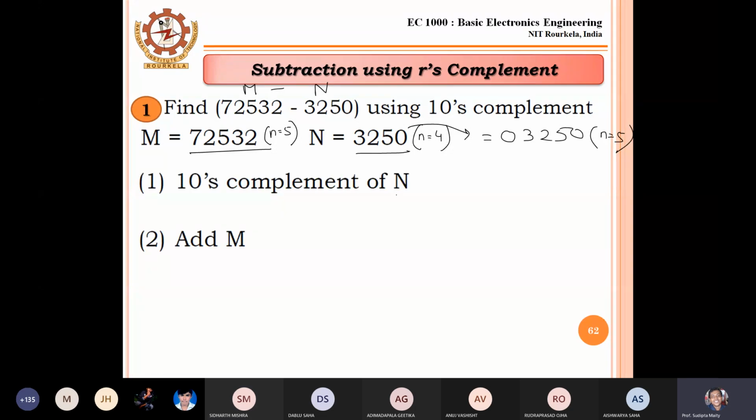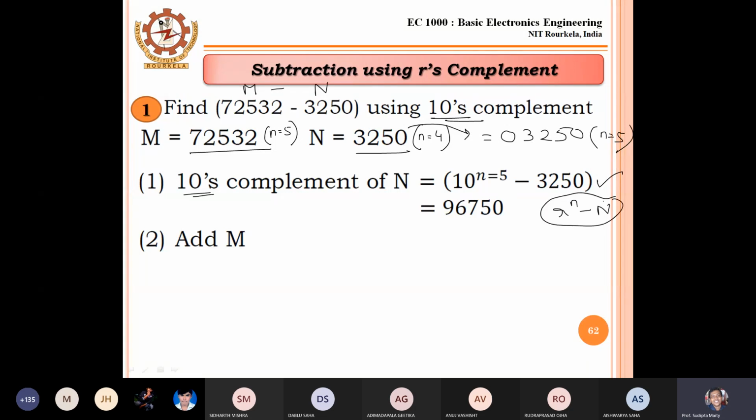So 2 steps are there. In one step, I have to perform, the question is given 10's complement. So I have to perform 10's complement of capital N. You check your step 1 and step 2. Then you have to add. So while performing the 10's complement of capital N, we have to use this formula: r to the power n minus capital N, because it is tens complement. So we have used this formula. Capital N is already given. We got this one. Process is clear, na? Yes, sir.